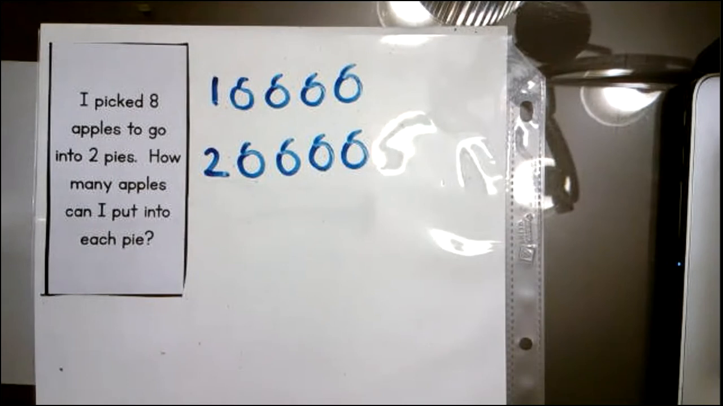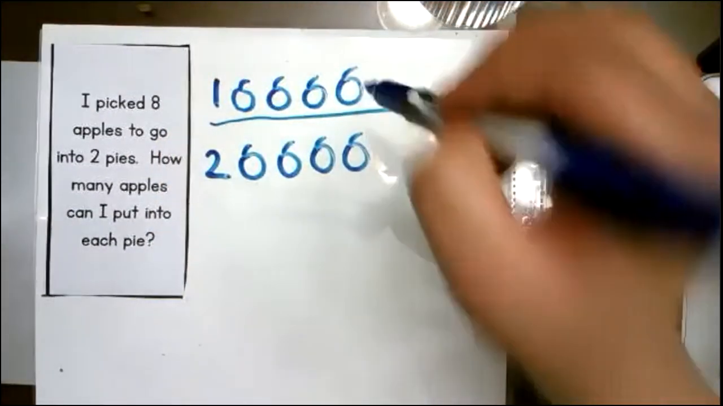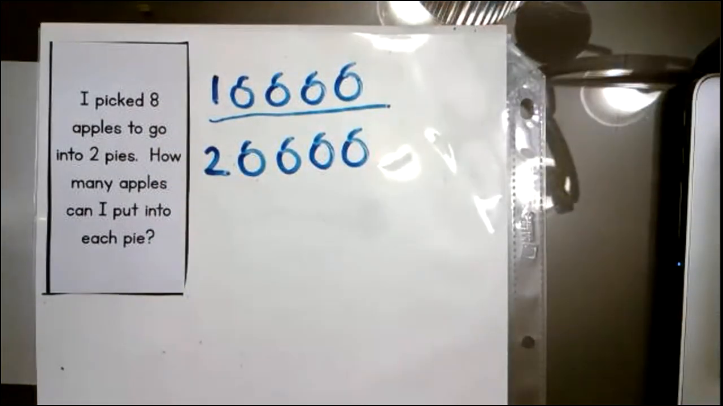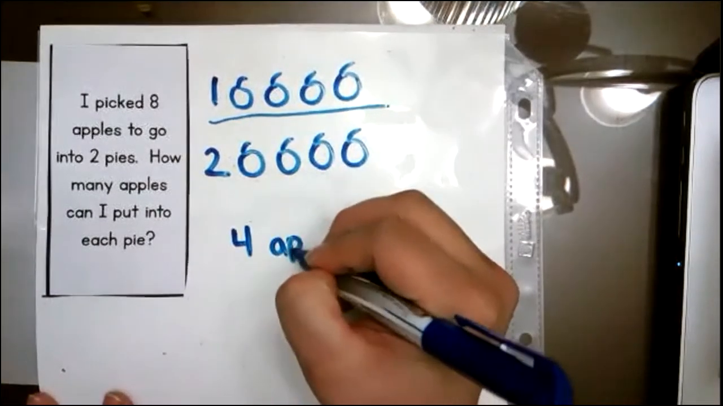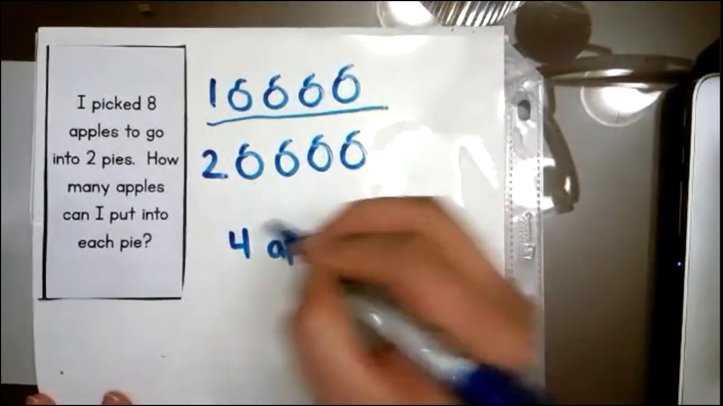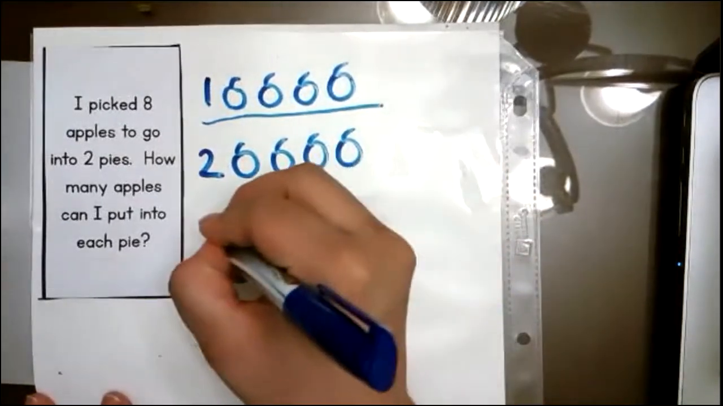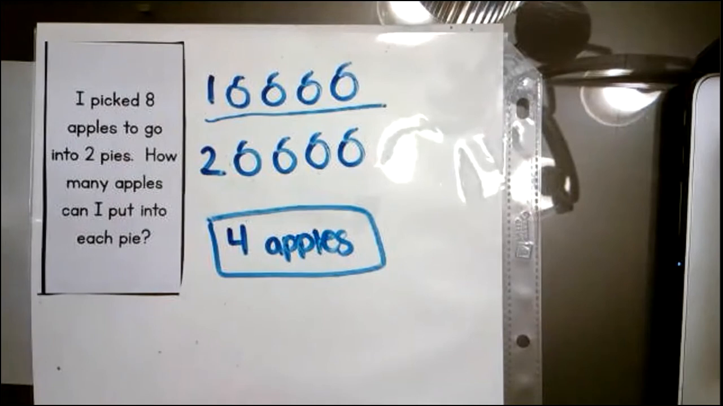So how many apples can go into each pie? Let's count our apples. How many can go into each pie? 4. So our answer would be 4 apples can go into each pie.